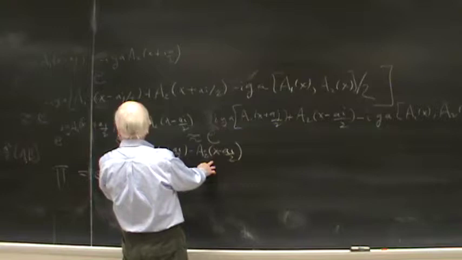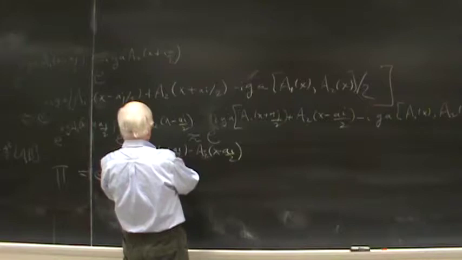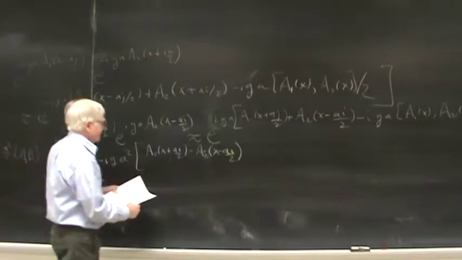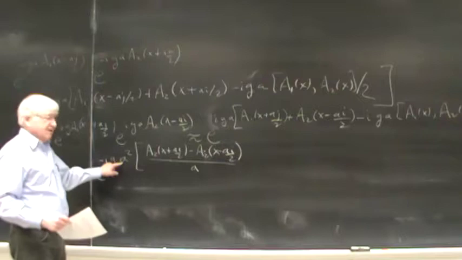I'm a little puzzled as to where that a squared came from. I divided by a. So I pulled out an a squared, divided by a, and this is going to turn into a derivative. Yeah, I guess you know that.